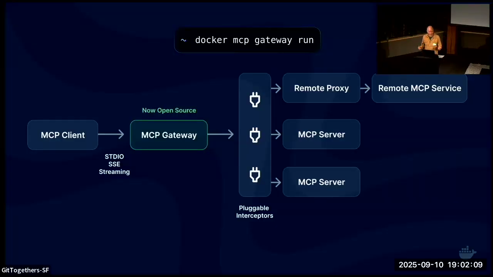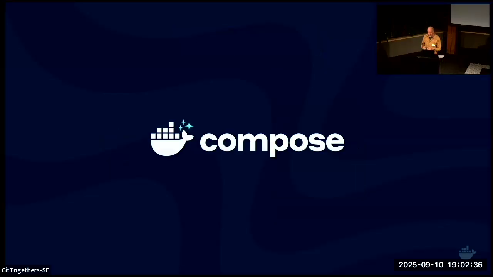A month ago, we took the MCP gateway and we open sourced it. As many of you probably know, Docker itself is also an open source project. So the idea is that you can take a Docker engine, put an MCP gateway on top of it, and have this primordial ooze with which to create MCPs. This is an open source project. I'll show you the repo afterwards. It's been open source for about a month now.